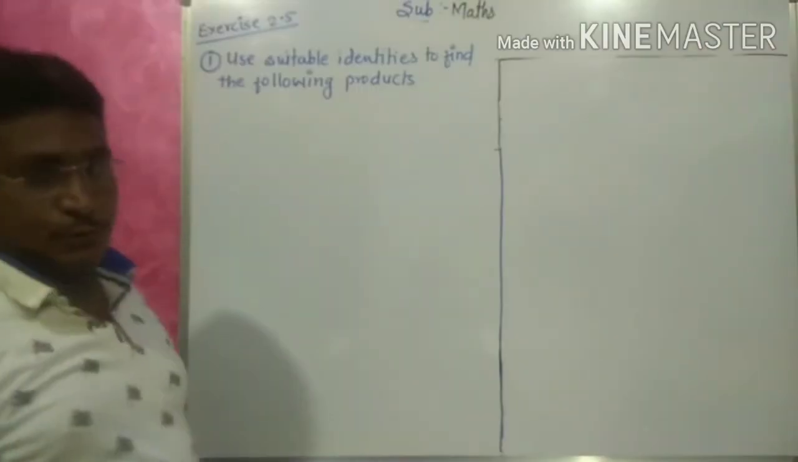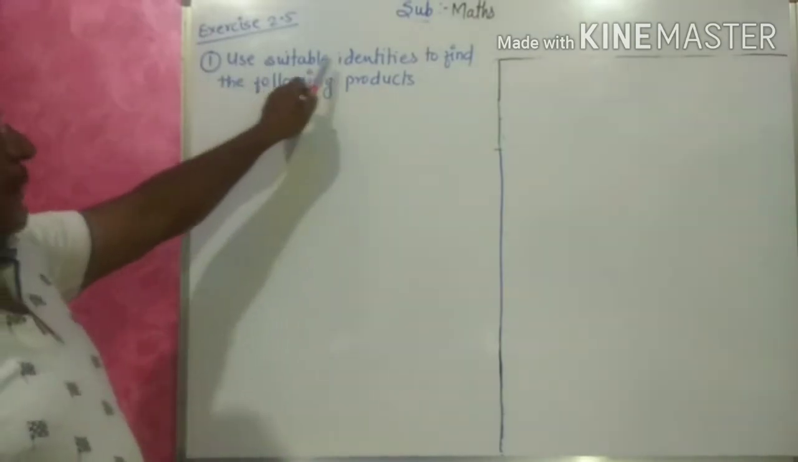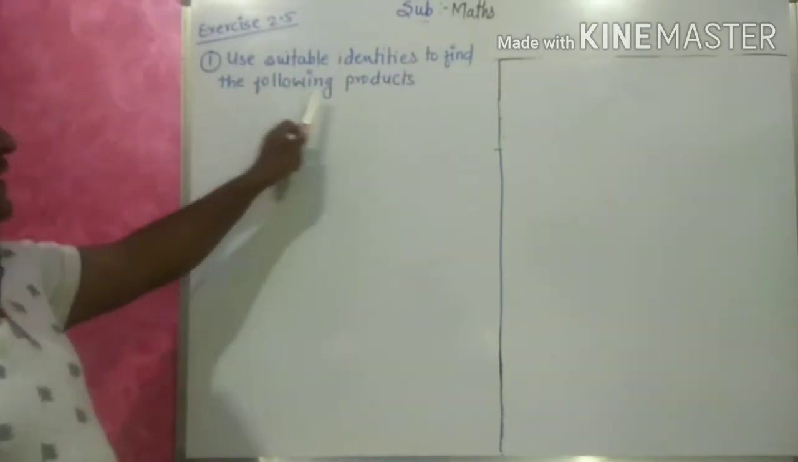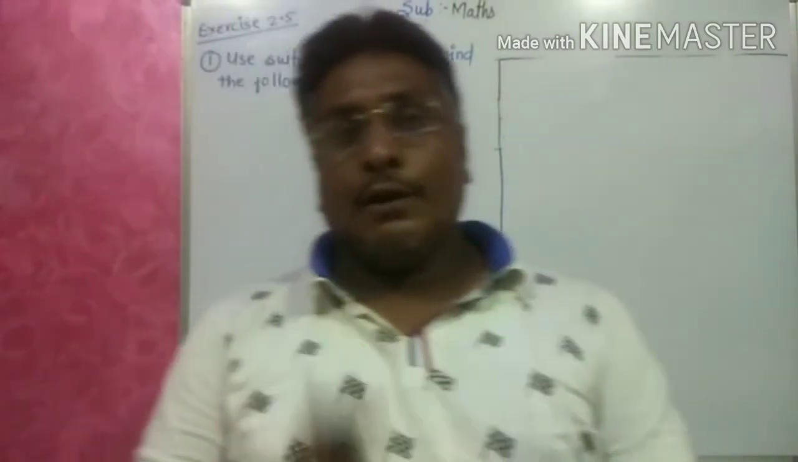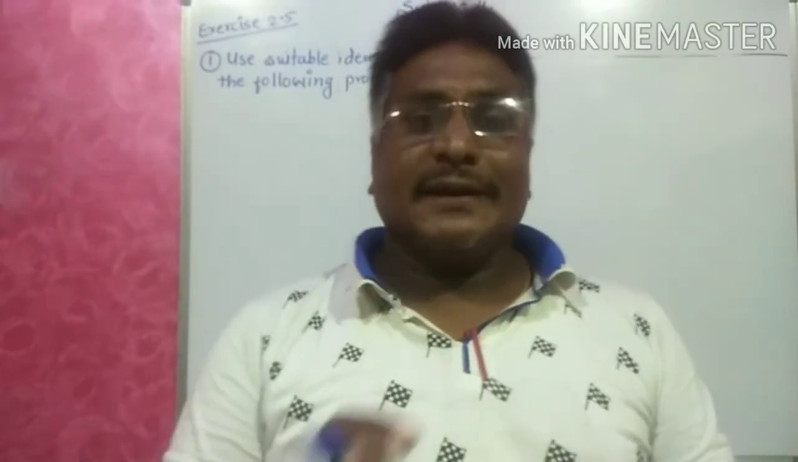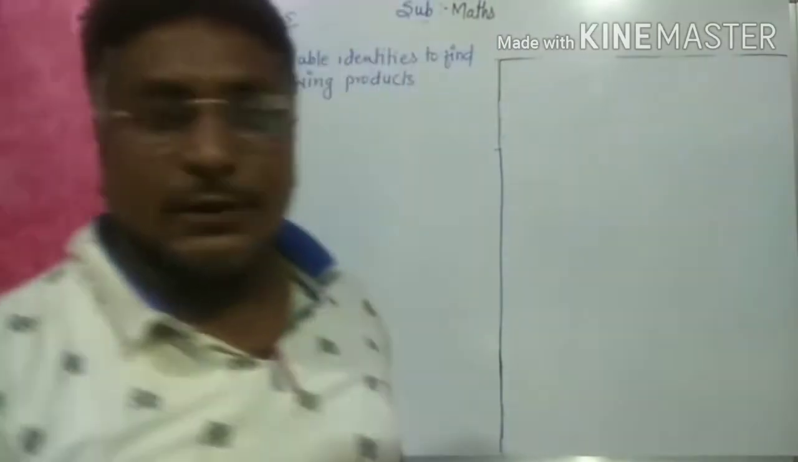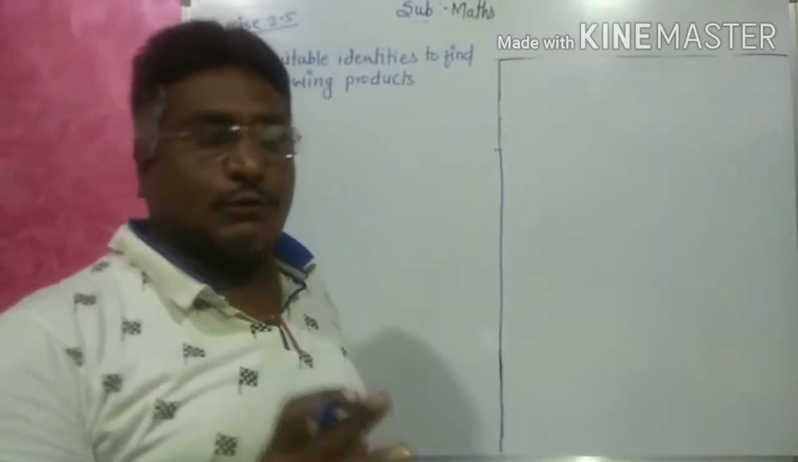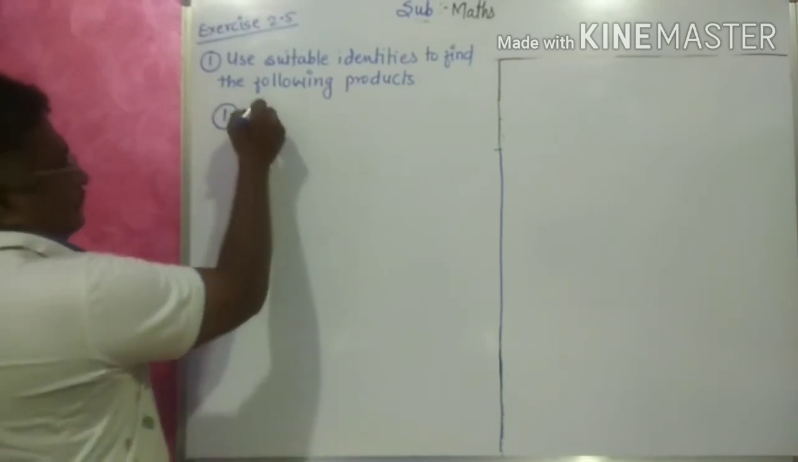Now exercise 2.5. First example. Use suitable identities to find the following products. Students, I will not take any example from the exercise. I will take a different example to explain to you. So that exercise, the first question you have to solve. So see here, first question it is given.